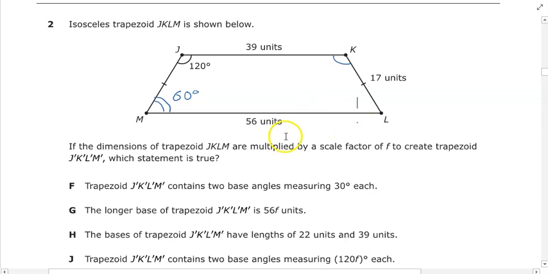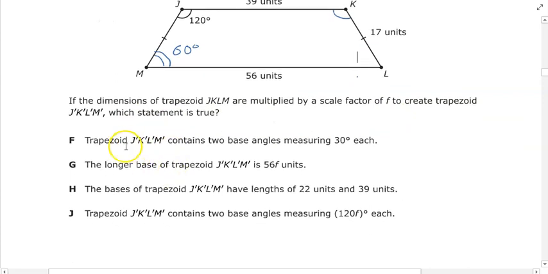But let's see what the question is asking. If the dimensions of this trapezoid are multiplied by a scale factor of F to create a trapezoid J'K'L'M', which statement is true? F: the new trapezoid, J' through M', contains two base angles, each measuring 30 degrees.